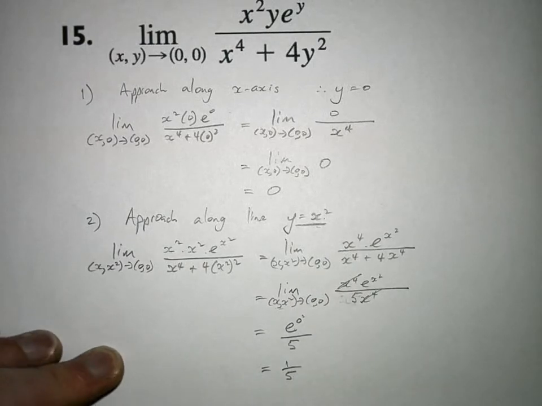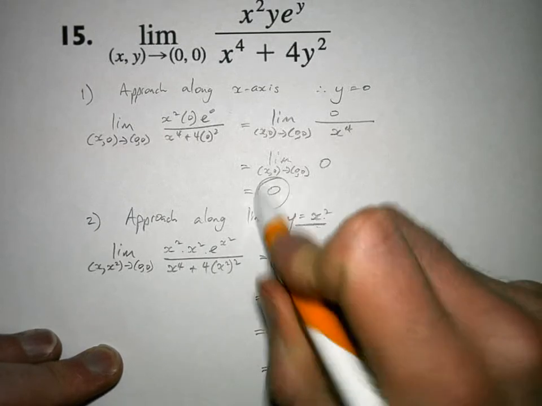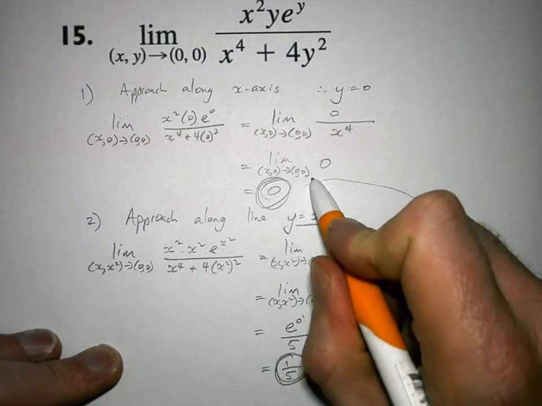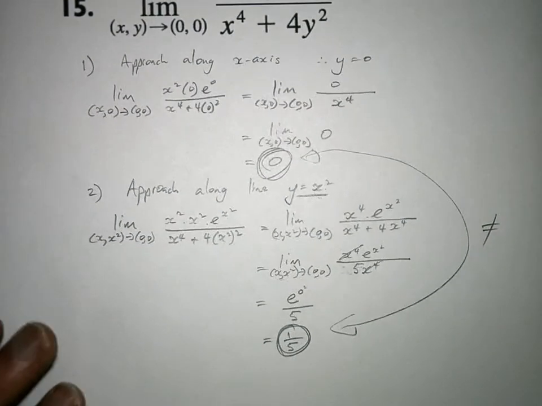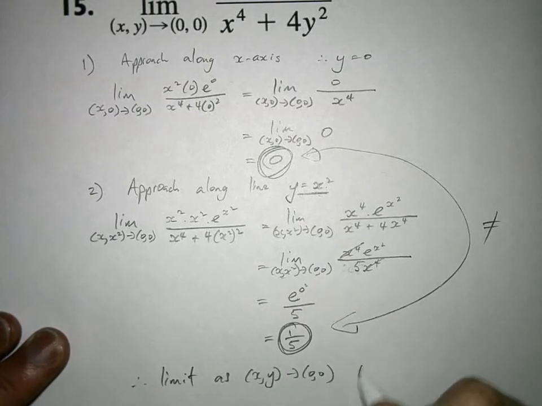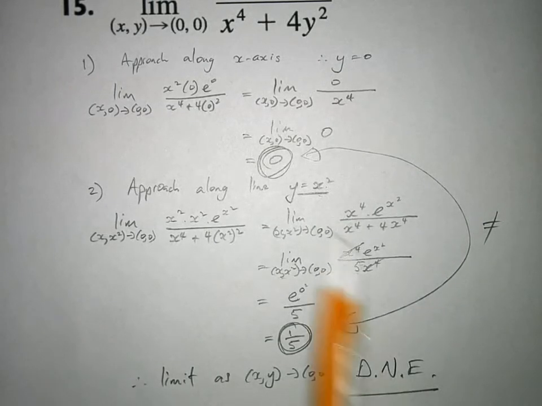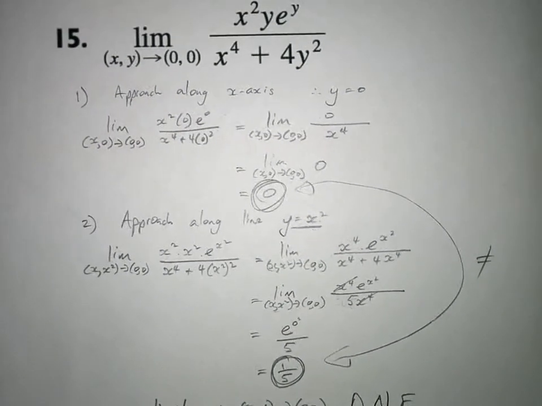Okay, so what does this tell us? Here we've got a limit of 1 over 5 as we approach (0, 0) along y equal to x squared. Along the x-axis we got a limit of 0. These two things are not equal. Therefore, we found two paths with different limits. Therefore, we conclude that the limit as (x, y) approaches (0, 0) does not exist. So the only tricky thing about this one was that you had to use the line y equal to x squared. But otherwise, a nice, very standard limit question.